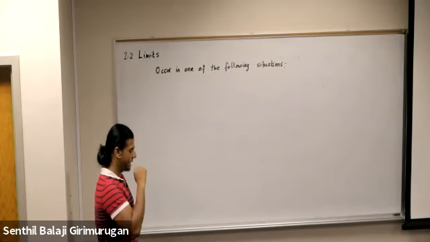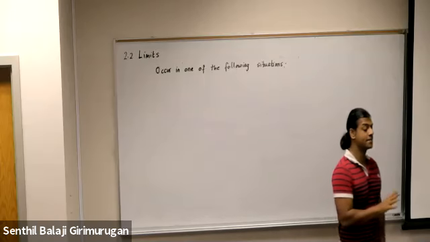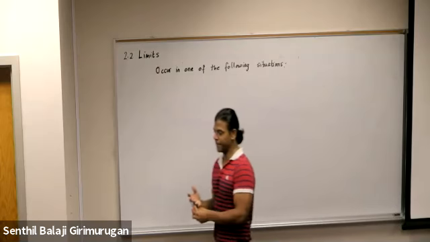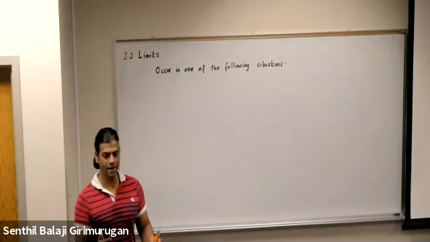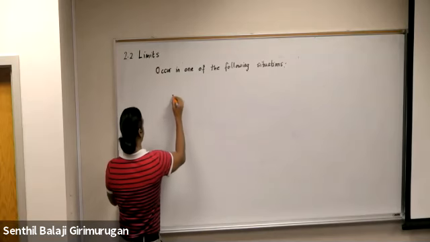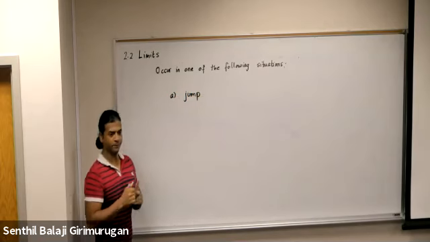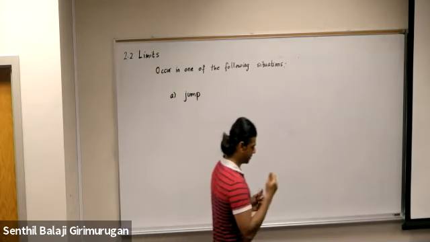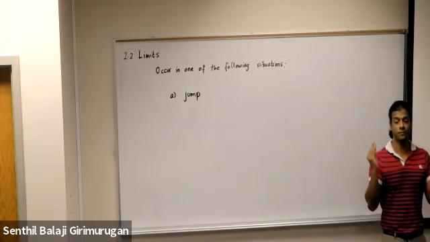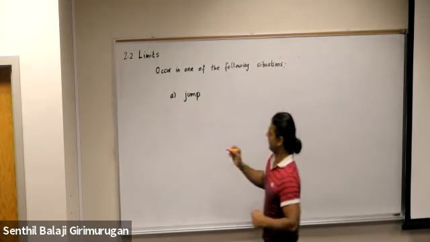We don't care about the existence of a limit when a function is continuous. The only time limits would come into play is when you have a break of some sort. What are the types of breaks? The first one is a jump. We have seen this discontinuity happen with what type of function? Piecewise functions.